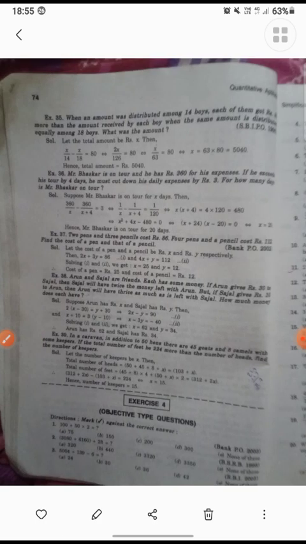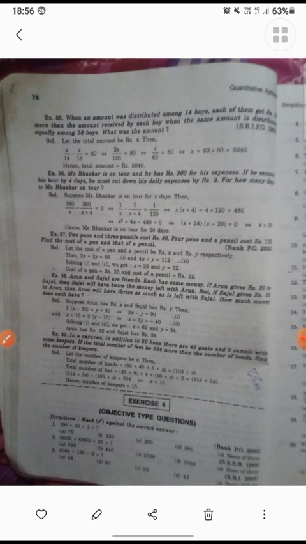When an amount is distributed among 14 boys, each of them gets 80 rupees more than the amount received by each boy when the same amount is distributed equally among 18 boys. What is the amount? So when an amount is distributed among 14, each of them gets 80 rupees more. 80 rupees more means x by 14 minus x by 18 equals 80. You solve this and you will get the answer.